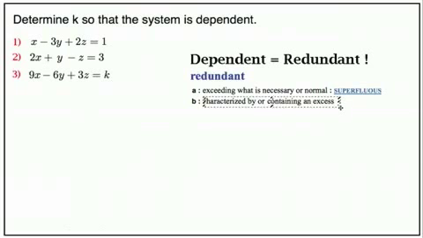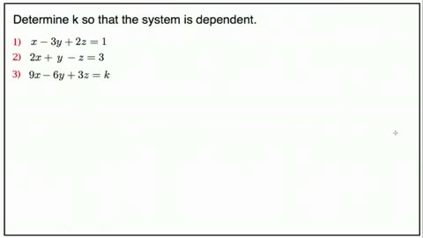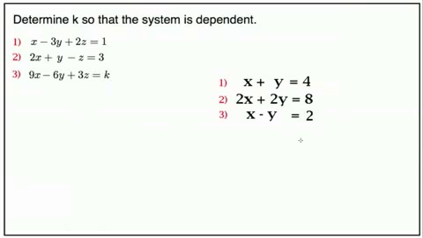So a system that is dependent is redundant in that it has an excess of equations. It has more information than is needed. I'm going to actually get redundant about this whole thing by creating a system of equations, a simpler system of equations than the one in this problem, so that I can really hammer the point home. It is three equations, but I've eliminated the z variable, so it's three equations and two unknowns.